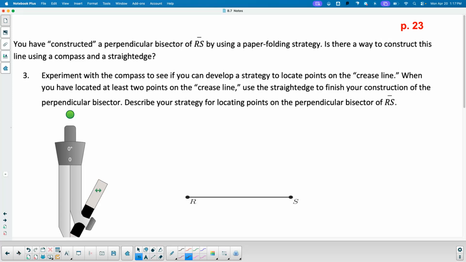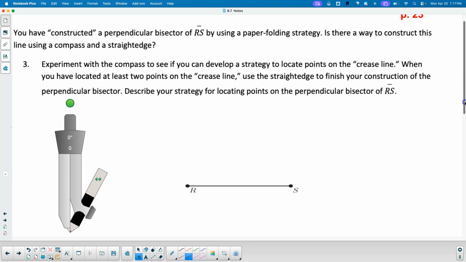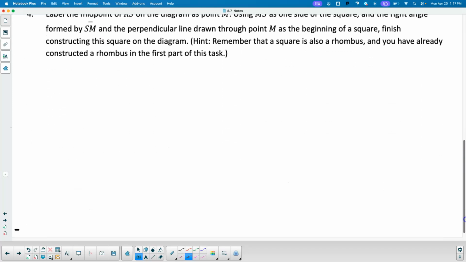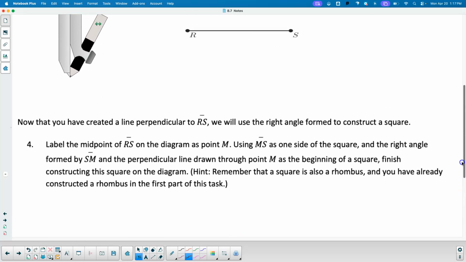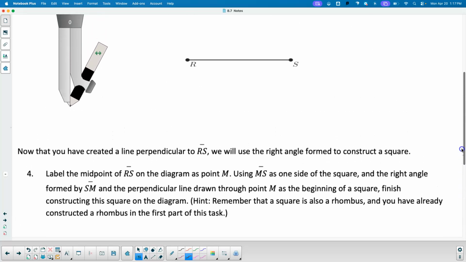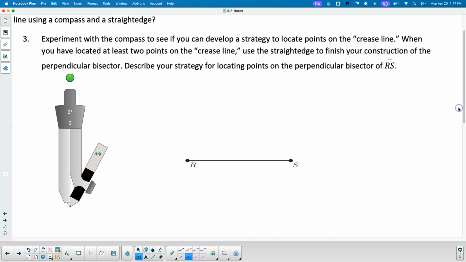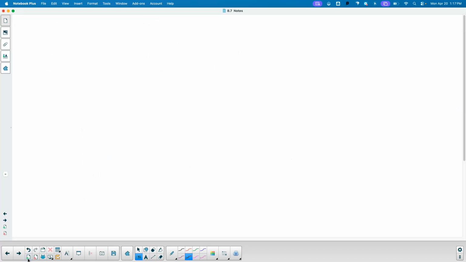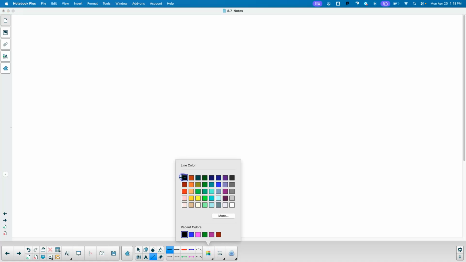Oh, I gotta find where it is. We know how to do a perpendicular bisector, so I'm not worried about that one. There we go. I want to label the point, MS, one side of the square. All right, so we want to make a square out of this one. Truth be told, we're just gonna make a square out of some random one, so if you wanted to, you got plenty of space on there. I'm not gonna do those two examples. We're just gonna make up our own, okay? So I'm gonna teach you how now to make a square.